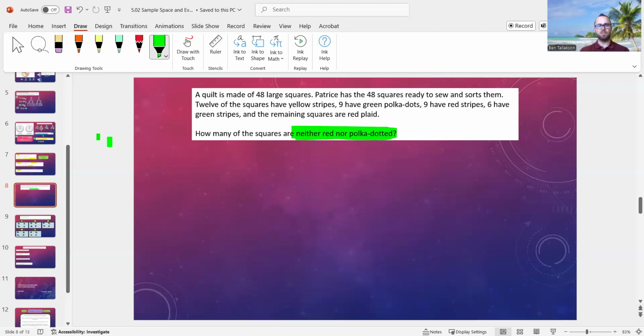Okay, let's go through the list. 12 are yellow and stripes. That fits the requirement. 9 have green polka dots. No, polka dots. Don't want it. 9 have red stripes. They're red. Can't have it. 6 have green stripes. Yes. And the remaining are red plaid. That would mean they're red. It doesn't satisfy this. So what do we do with these values? Add them together. 12 plus 6 is 18.